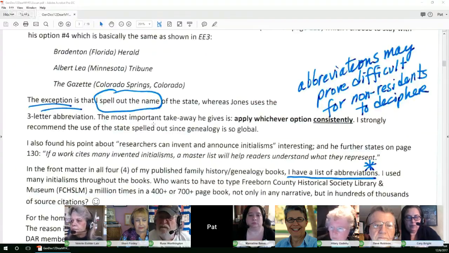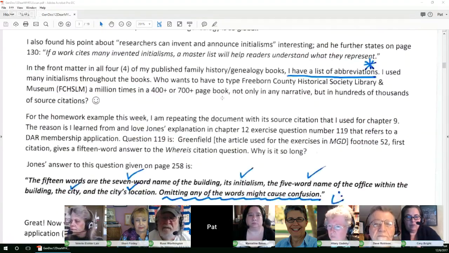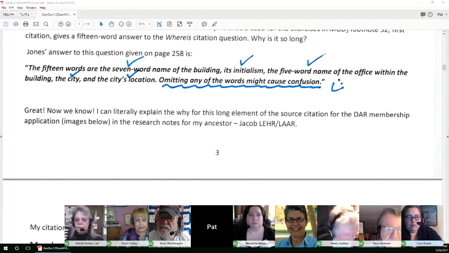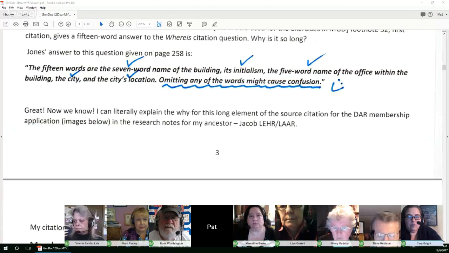Right. And that gets to the next part of your homework, and I do have a couple of comments I just starred. Okay. Sometimes in a citation, they can appear to be wordy, but if you have 15 words, 7 of them are the name of the building, then it's initialism, then 5 words for the name of the office within the building, then the city and the city's location. Omitting any one of those might cause confusion.